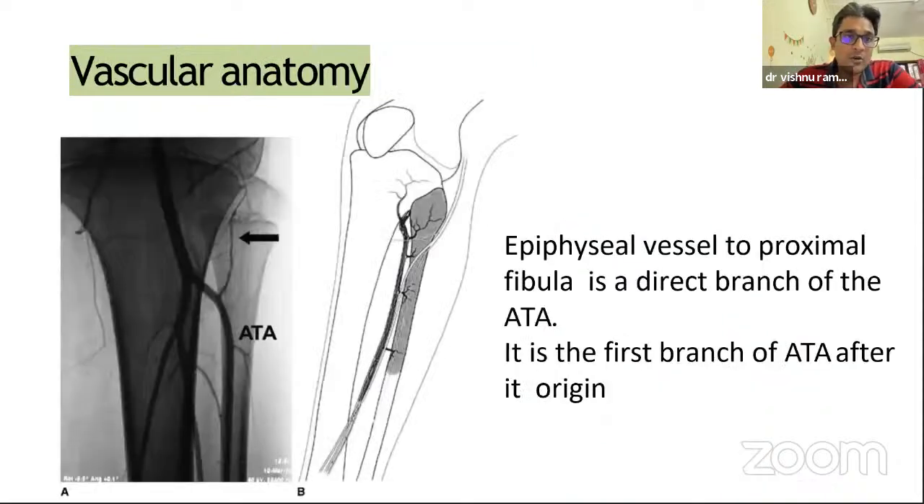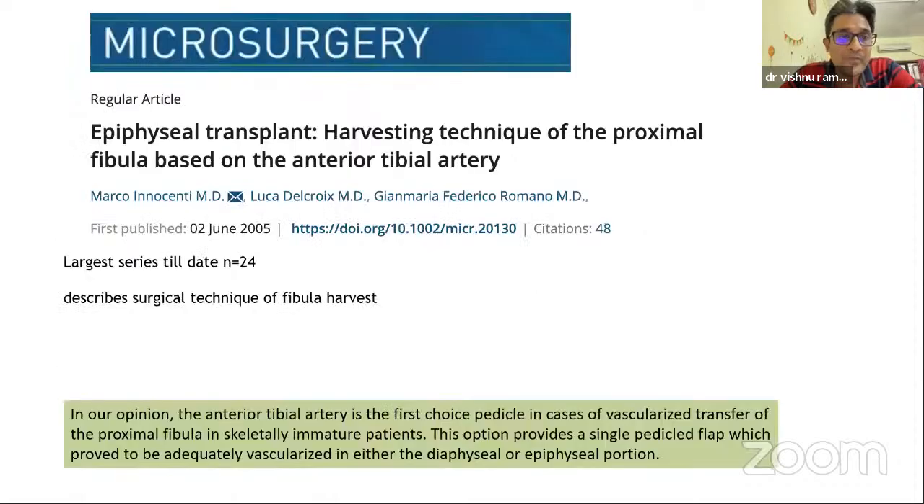So what we tried to do is get the fibula to grow. We tried to replace the humerus with a fibula, which would subsequently grow as the child grows. The epiphyseal vessel to the proximal fibula physis is a direct branch from the anterior tibial artery. It is the first branch that arises from the anterior tibial artery immediately after the bifurcation from the popliteal artery.